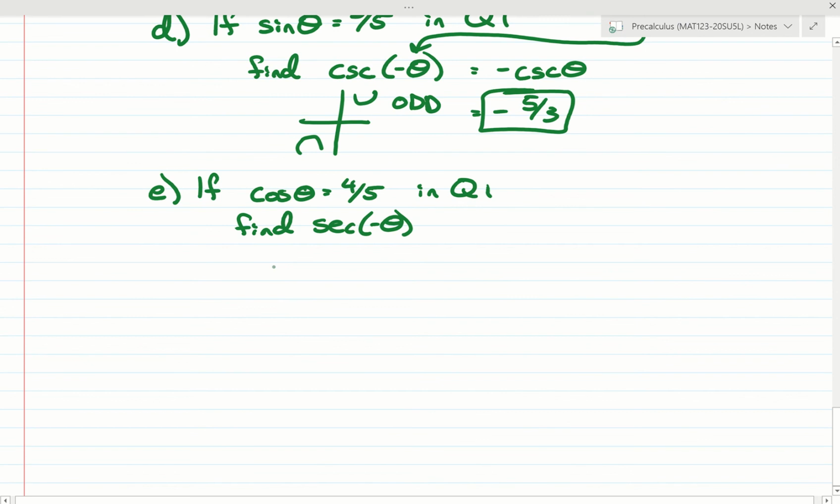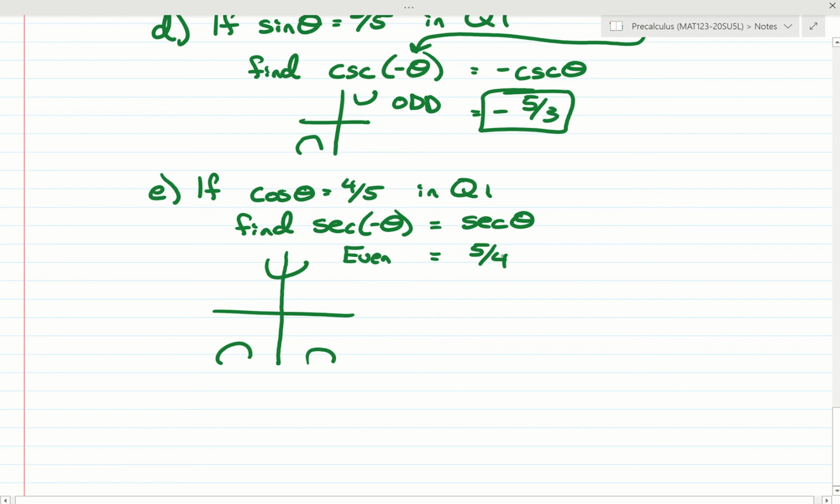Okay, well, think about what the graph of secant looks like. Secant looked like this. That's an even graph. So secant of the opposite of theta is just equal to regular secant of theta. Well, if cosine of theta is 4/5, just regular secant theta would be 5/4. That's how we could use even and odd functions.